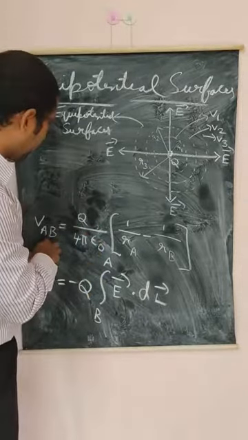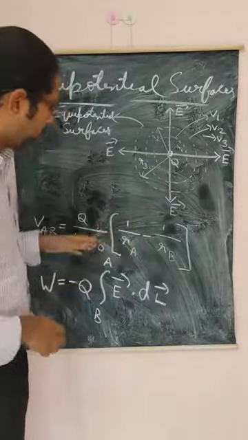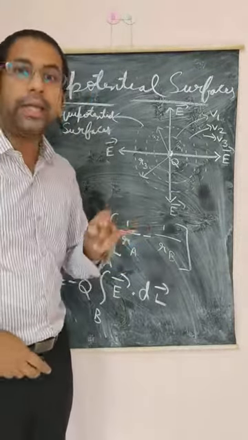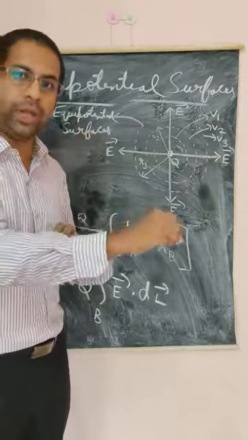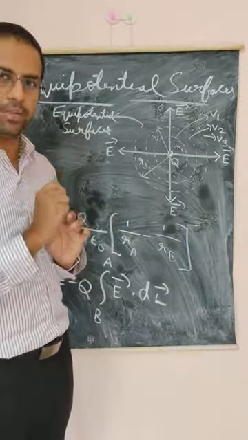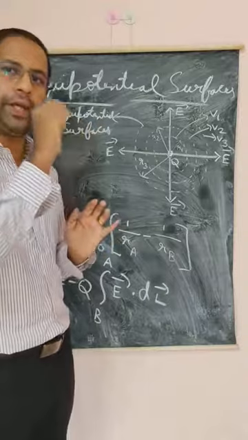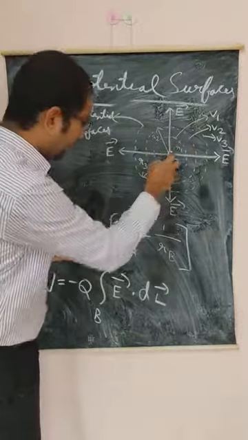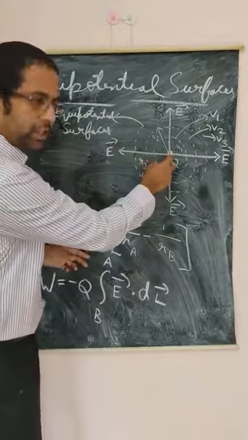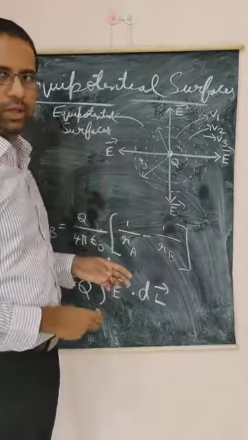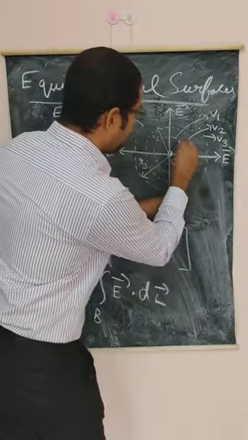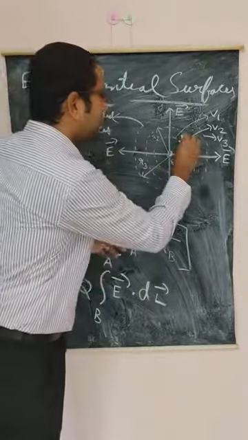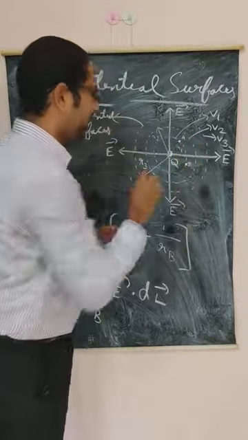So when we talk about VAB, we use this formula, Q by 4 pi epsilon naught times 1 by RA minus 1 by RB. RA is the distance from the charge to point A, and RB is the distance from the charge to point B. So R1 is the distance from the charge to the circle. Let's talk about these 2 points. Let's say this is A and this is B.